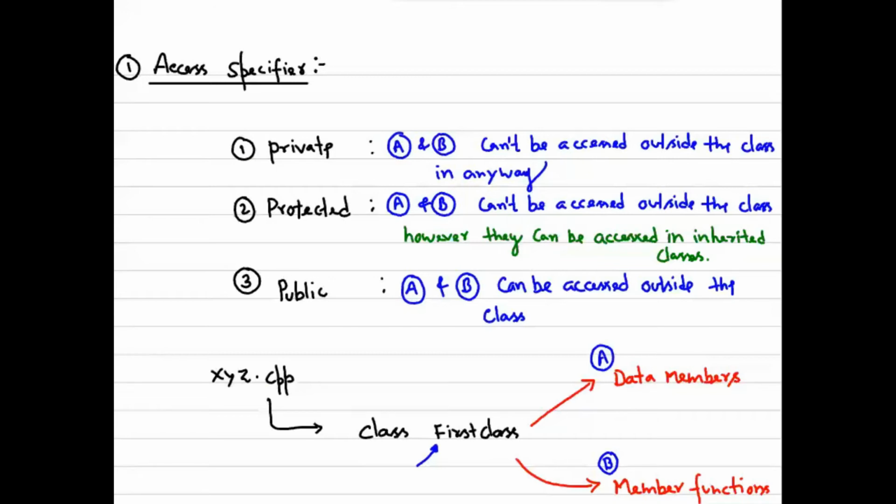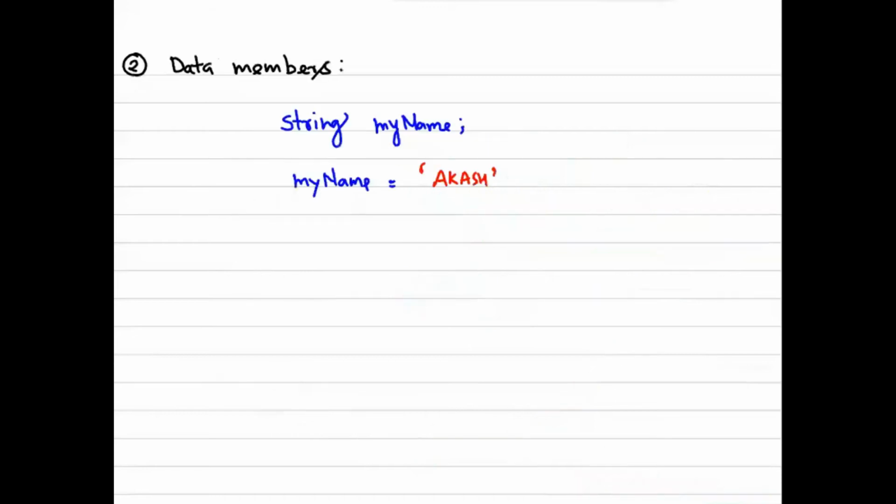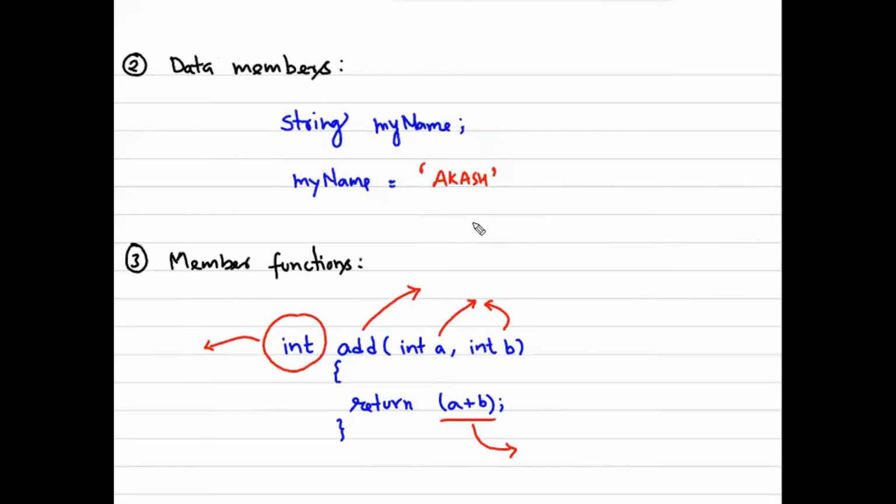So guys, this is about the access specifiers. The second thing after access specifiers is the data members. Data members, as I mentioned in the code, are like a string. We have taken my name, declared it as a string, and here we are initializing that string. Such kinds of variables come under data members, and member functions are the functions in which we write our logic.